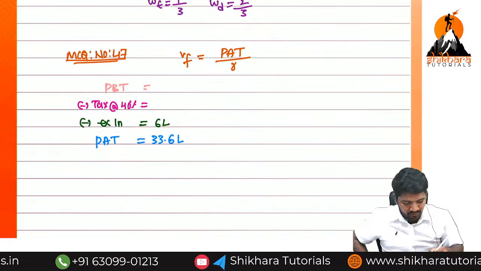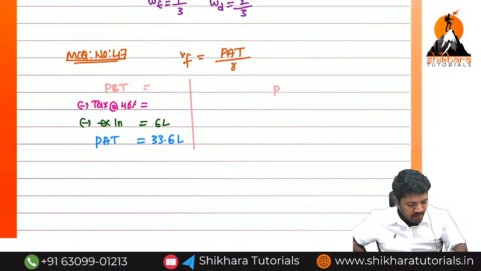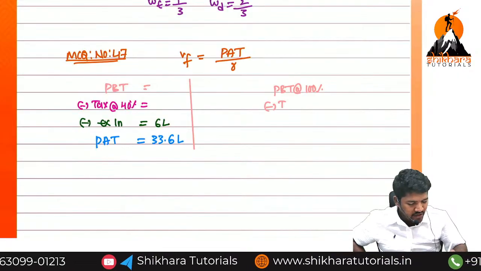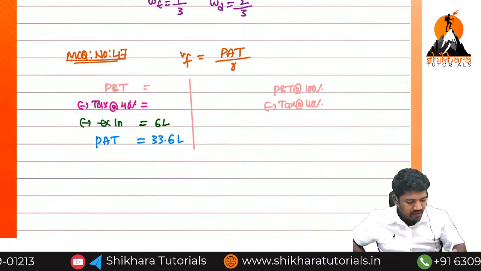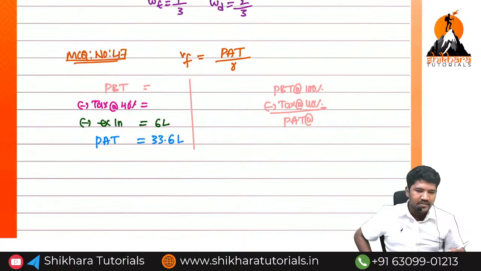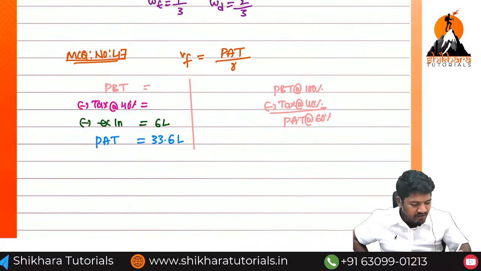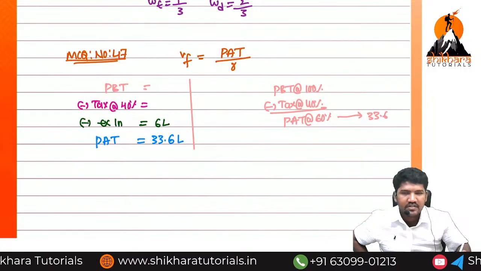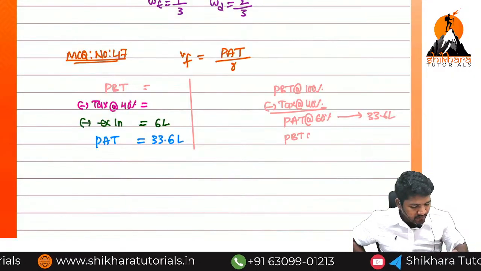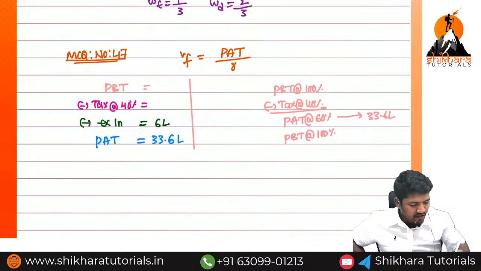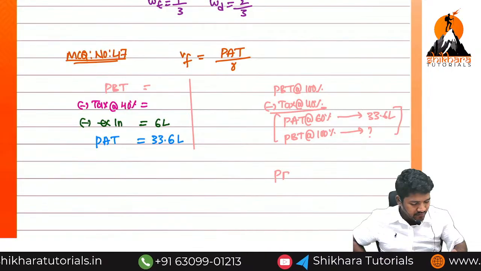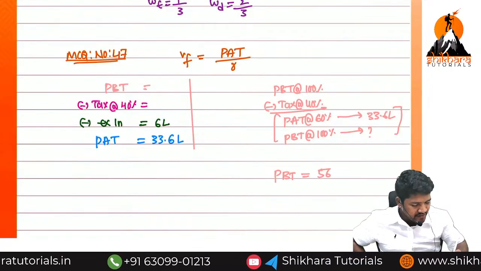Very clear, sir? Now the common sense of this subject: PBT always shows 100% of value. Out of this, we reduce tax at the rate of 40%, and the pending percentage is PAT. Out of 100, 40% tax is done. What is the pending portion? 60%. The 60% value is equivalent to 33.6 lakhs. Now I want PBT at 100%. So PBT equals how much, sir? 56 lakhs.